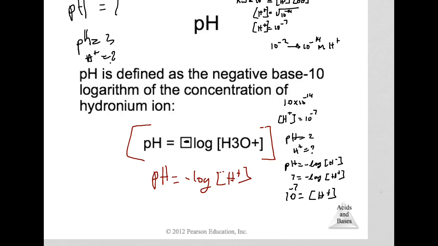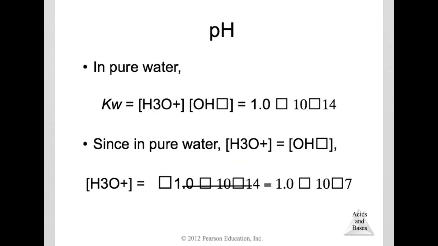Connection with pH for neutral solutions, a solution of pure water. There's right here. Square root of 10 to the minus 14 is 10 to the minus 7. So in pure water, the pH is always 7.